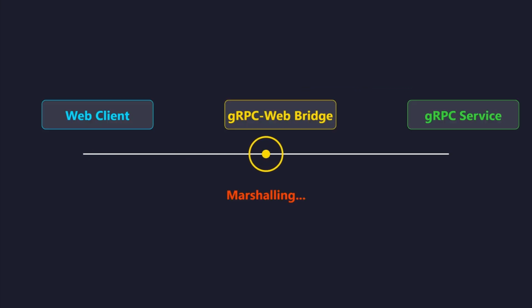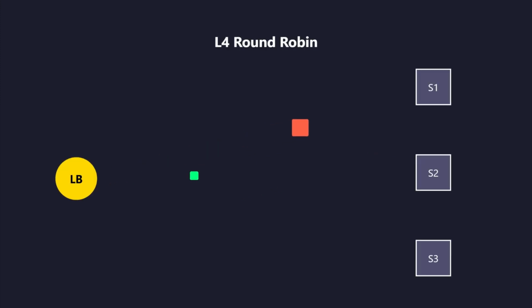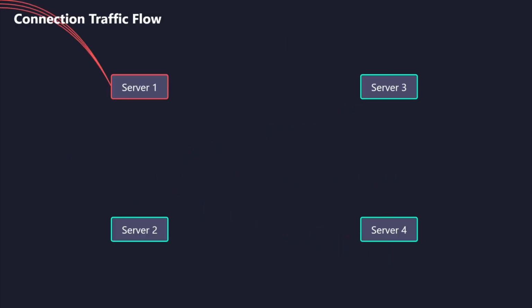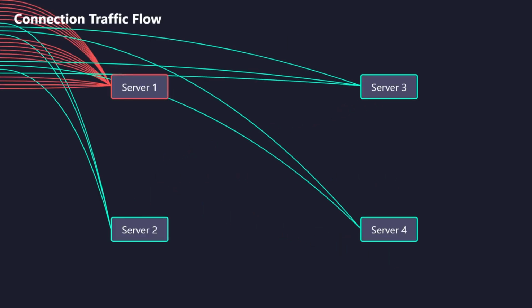Using a bridge to connect web clients to binary services introduces extra marshalling steps, which can negate some of the performance benefits of using a binary protocol in the first place. Load balancers must be capable of understanding the binary protocol frames to distribute requests correctly across a cluster, as traditional round-robin at the connection level can lead to unbalanced loads.